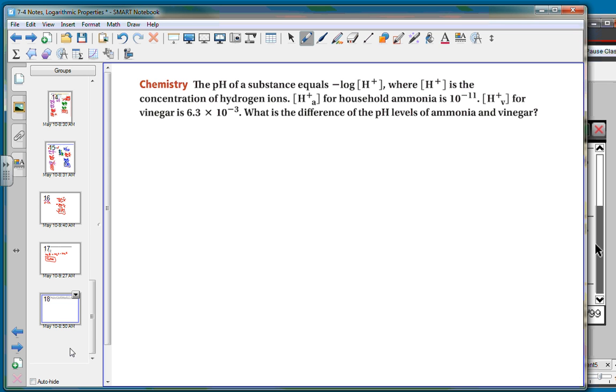Okay, I'm good then. The pH of a substance equals negative log of H plus, where H plus is the concentration of hydrogen ion. We learned about this already, right? We already talked about that pH is equal to negative log of H plus. And what were we given whenever we solved this problem before? Whenever we used this formula before, what were we given? You were given your pH, correct? Yeah. And we were solving for H plus.